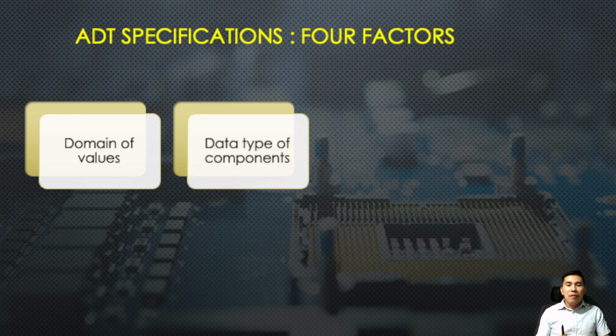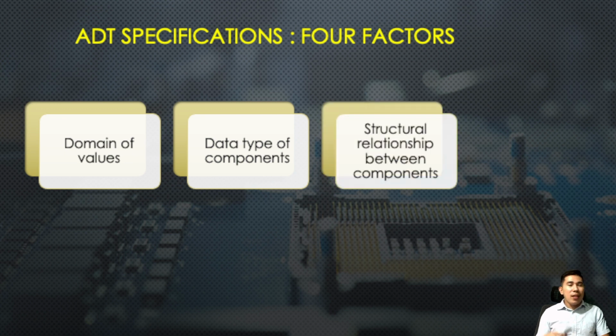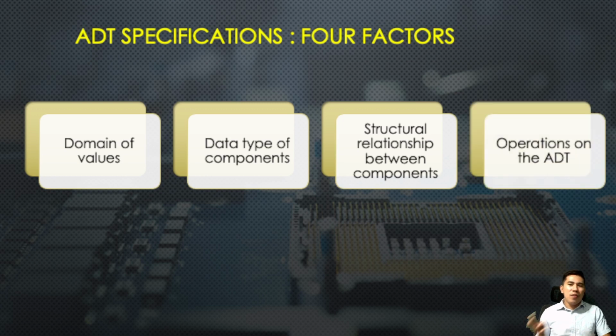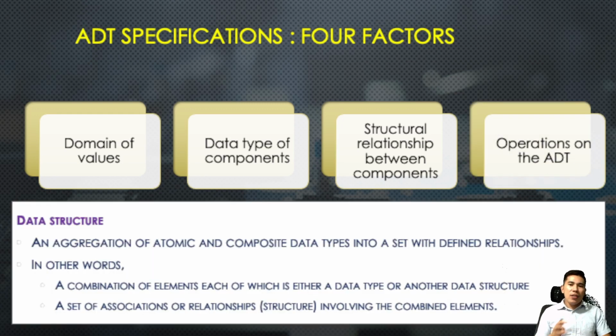We also have composite. Values can be further divided into elements called components, and that is what we call data structures. Then we have the data types of components, the second factor, which talks about what types of data this ADT will contain. Is it all integers? Is it all floats or characters, or a mix or a combination of data types? And then we have structural relationship between components.